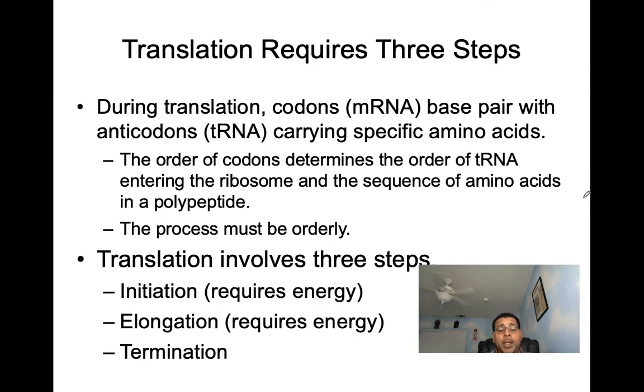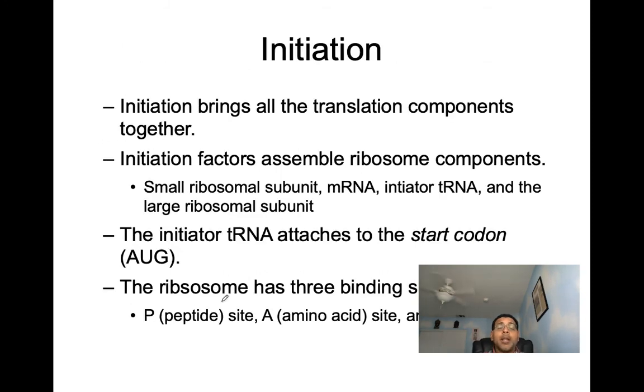So when we talk translation, translation is going to require 3 steps. First, you have initiation, then you have elongation, and third, we're going to have termination. So during translation, codons are going to base pair with anticodons carrying specific amino acids. The order of codons determines the order of tRNA entering the ribosome and the sequence of amino acids in a polypeptide. And the process must be orderly. So we talk translation, it involves 3 steps: initiation, elongation, and termination. We can see the first 2 steps are going to require energy. They will require energy. So let's look at initiation first.